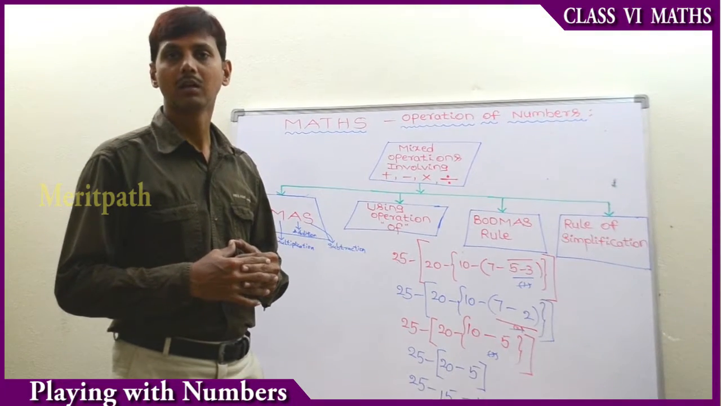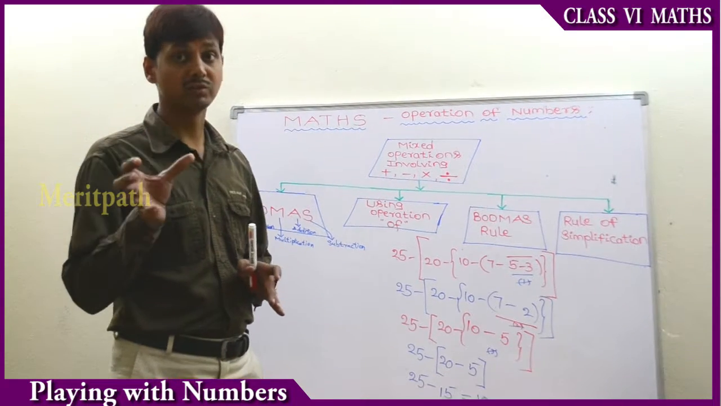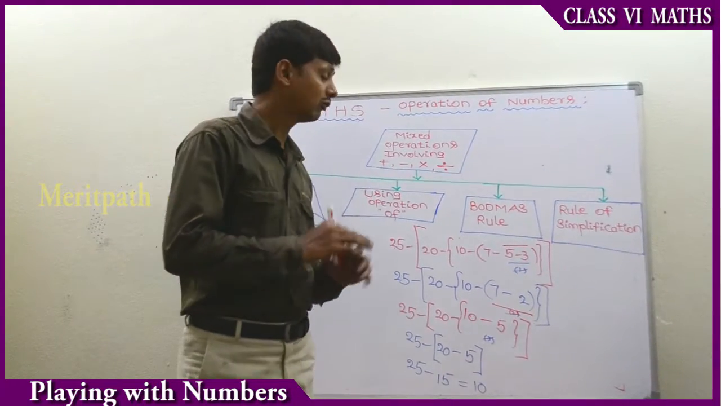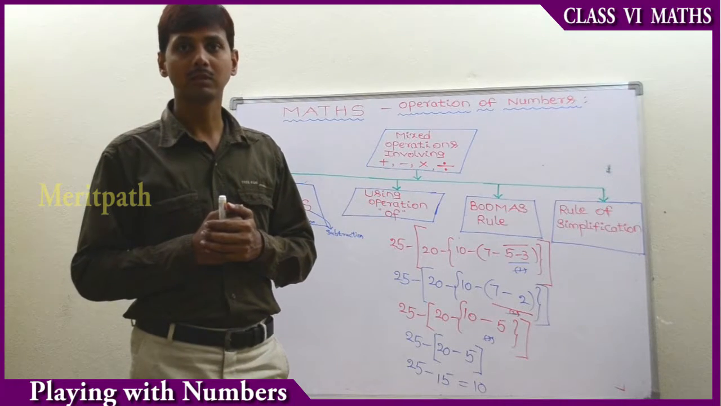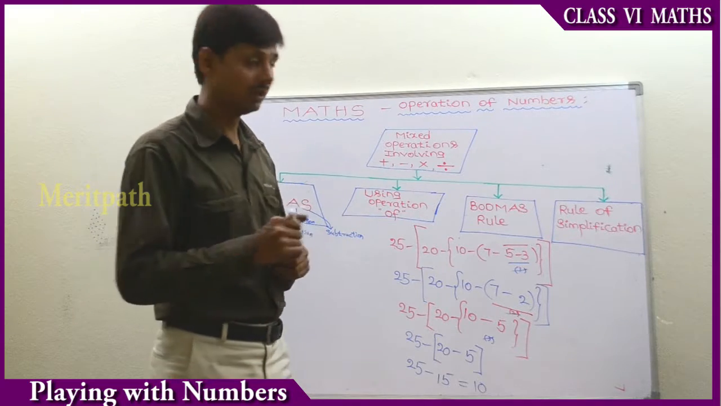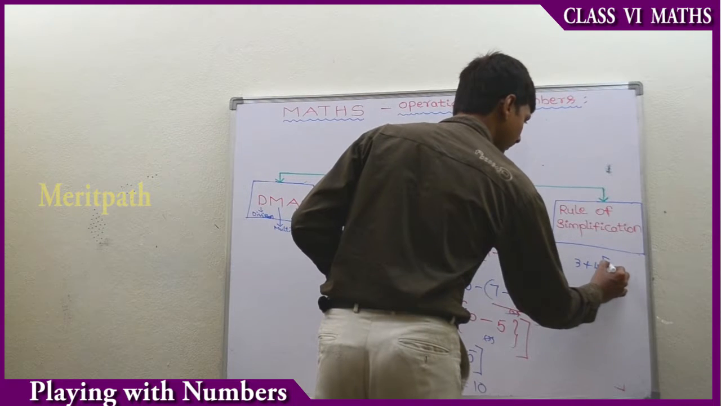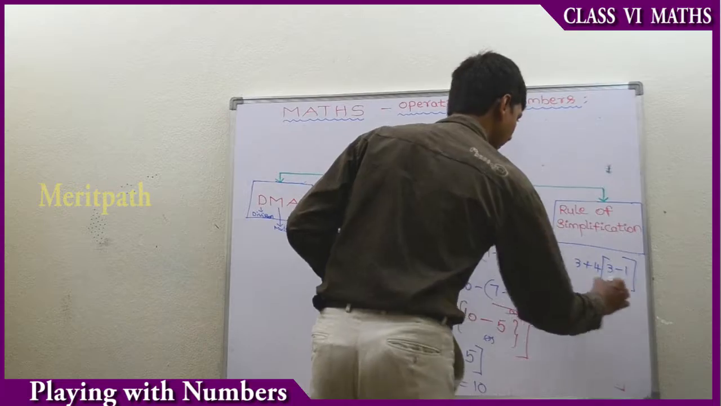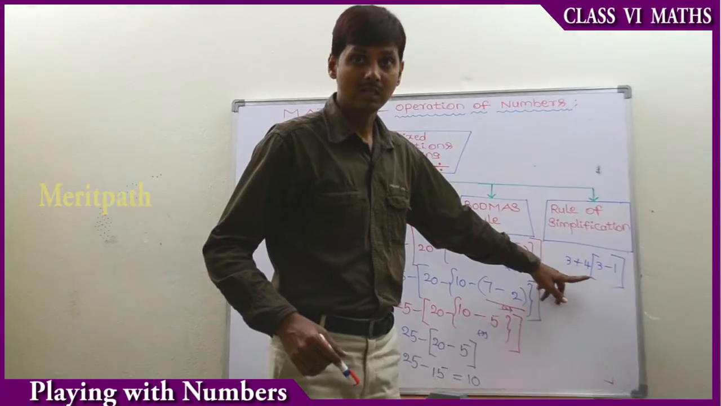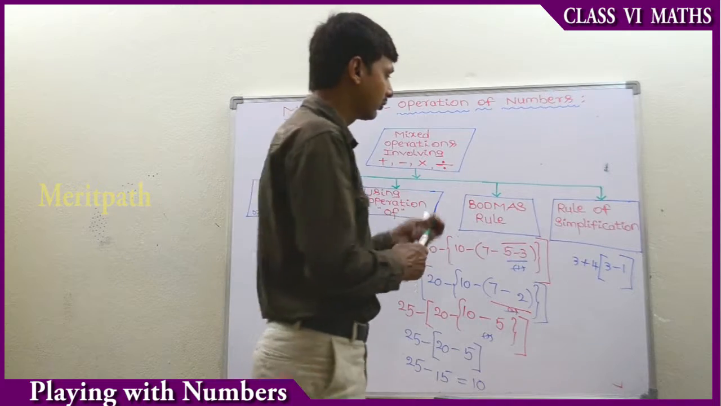Of simplification. When we are simplifying the brackets, we need to use the innermost brackets and simplify, and then the outermost brackets. And then if there is no symbol between the bracket and the number, for example 3 plus 4 bracket of 3 minus 1, there is no symbol between the number and the bracket, then we need to consider it's a multiplication. So let's see how to solve it.